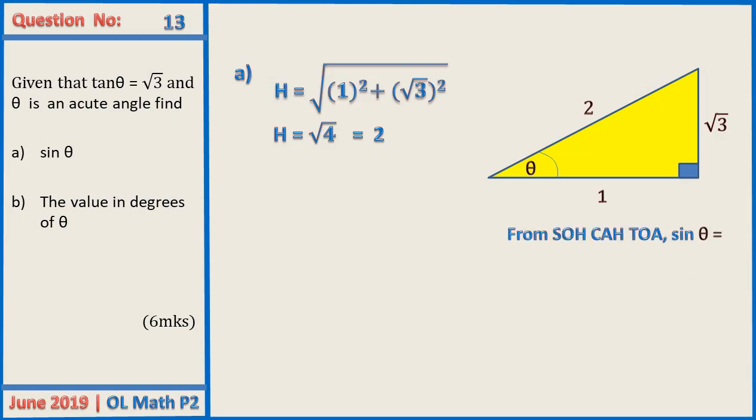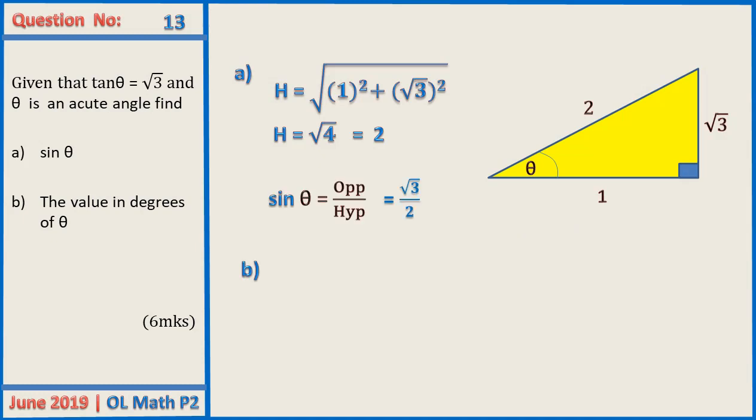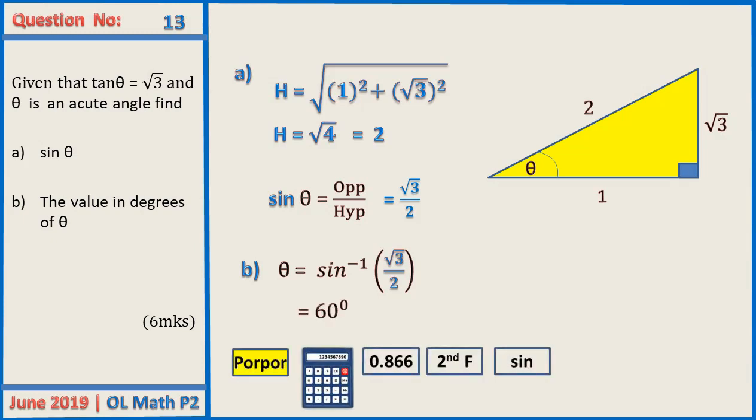We can now look for sin theta using SOHCAHTOA. From SOHCAHTOA, sin theta is equal to opposite over hypotenuse. And this gives us root 3 on 2. Now find the value of theta in degrees. Theta will be obtained by the sine inverse of root 3 on 2, or arc sine root 3 on 2, giving us 60 degrees.